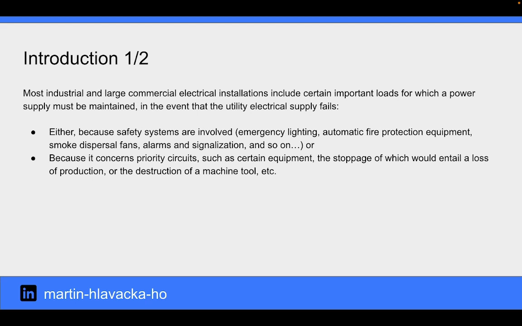Most industrial and large commercial electrical installations include certain important loads for which a power supply must be maintained if the utility electrical supply fails, either because safety systems are involved or because it concerns priority circuits such as certain equipment, the stoppage of which would entail a loss of production or the destruction of a machine tool, etc.